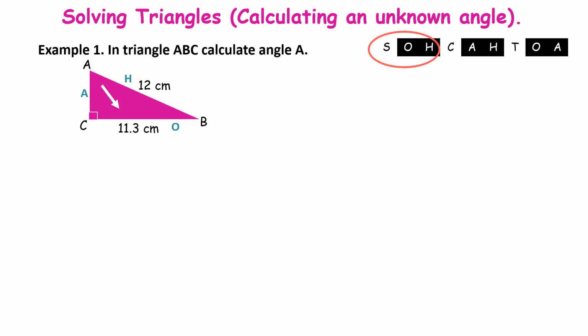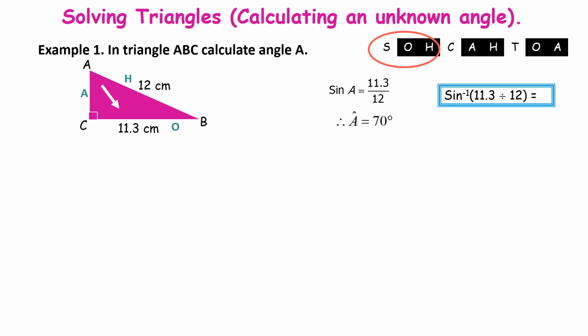So which trig function works with opposite and hypotenuse? Well, sine. So the sine of angle A is going to be the opposite side, which is 11,3, over the hypotenuse, which is 12. Now, if you need to calculate the angle using trigonometry, you cannot just say sine of 11,3 over 12. You need to go shift sine. So on your calculator, just remember to push the shift button first if you need to calculate the angle. So shift sine, 11,3 divided by 12, and if I go to 1 decimal place, I'll get angle A is equal to 70 degrees.